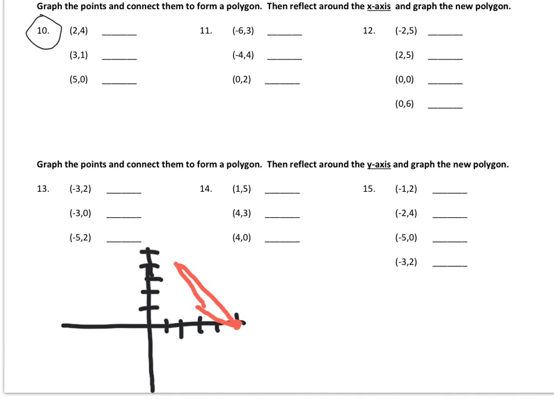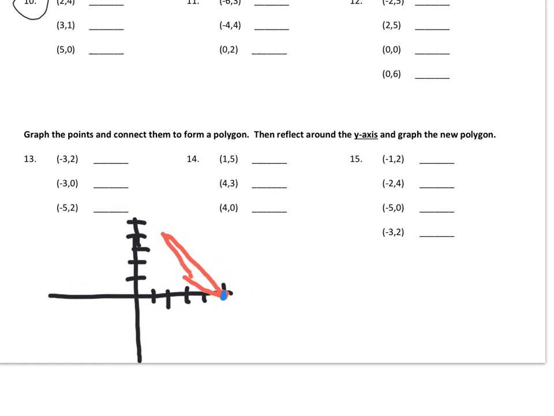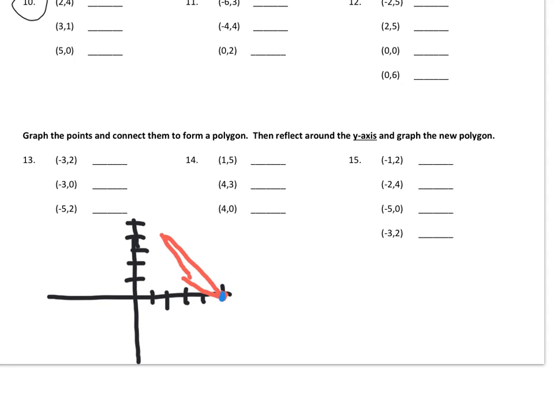Since 5, 0 sits on the x-axis, reflecting it over the x-axis isn't going to make it go anywhere. So our new point is going to be right there still. 3, 1 is 1 unit above the x-axis. So the reflection has to be 3 to the right still, but then 1 unit below the x-axis, which would put us right here.